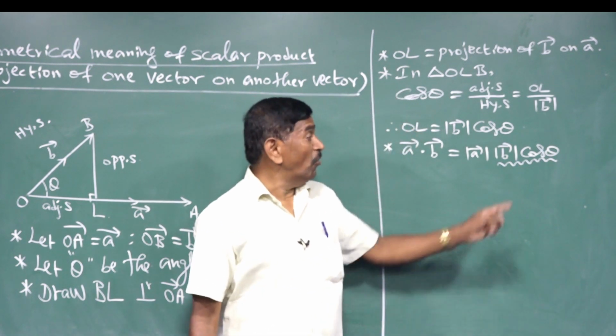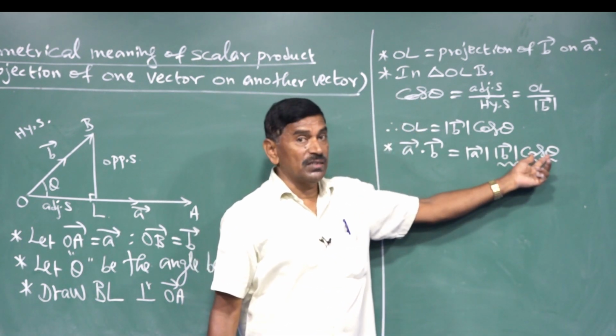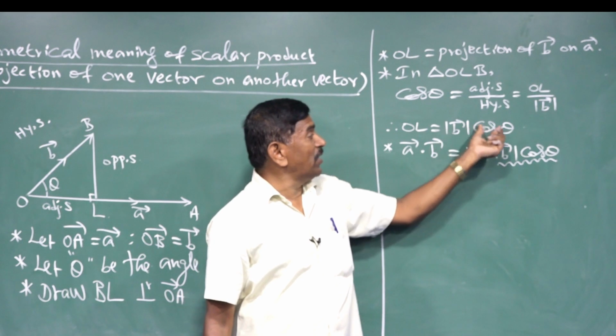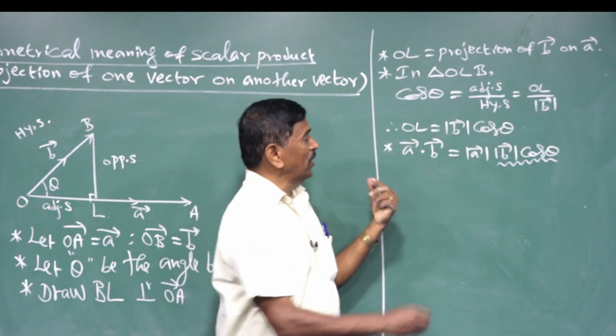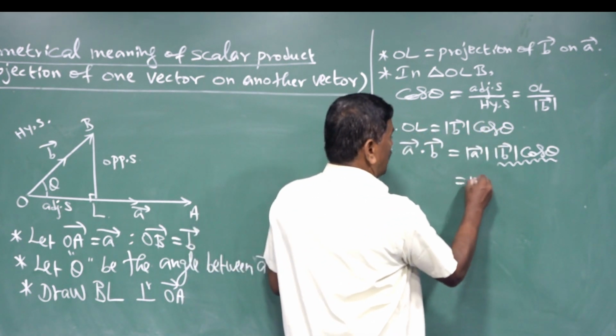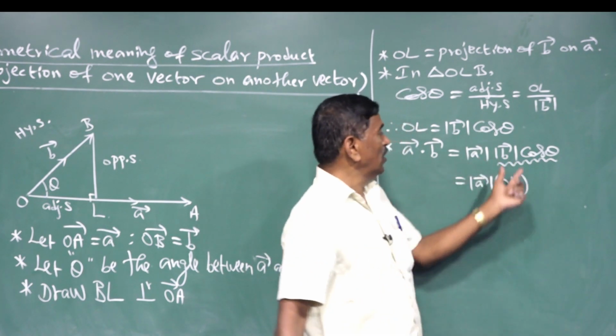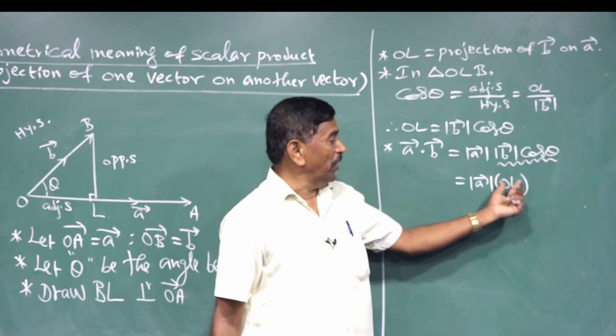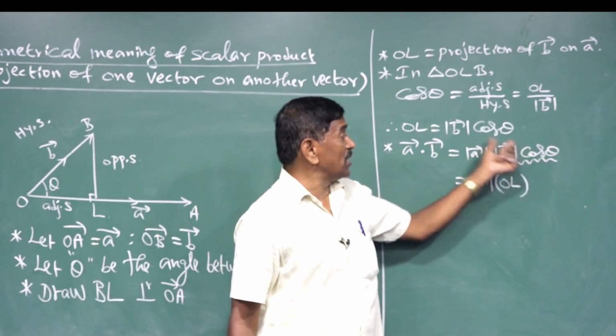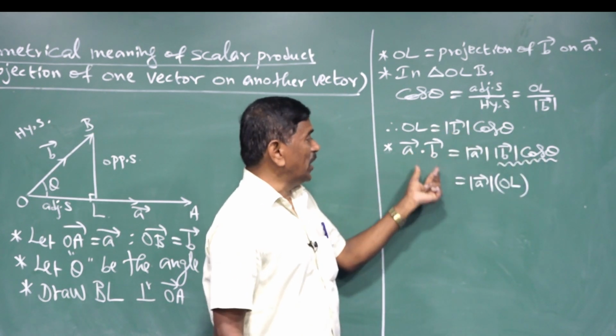Anyone? What is modulus B vector into cos theta? Good. Modulus B vector into cos theta is equal to OL. So, this is equal to modulus A vector into OL. That's all. So, this underlined part is equal to OL, where OL equals modulus B vector into cos theta from the previous step. Now, what is LHS?